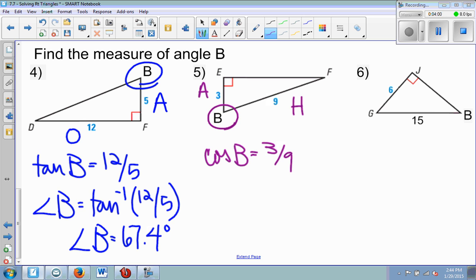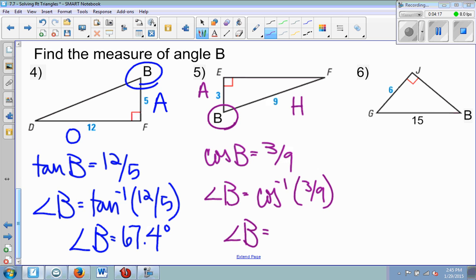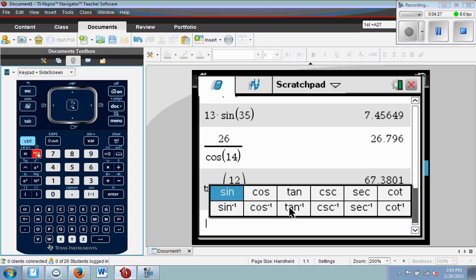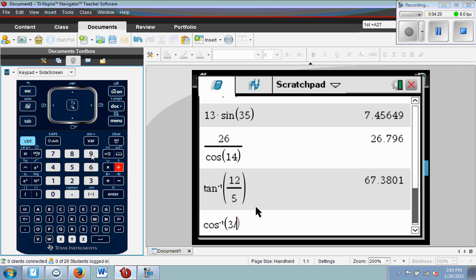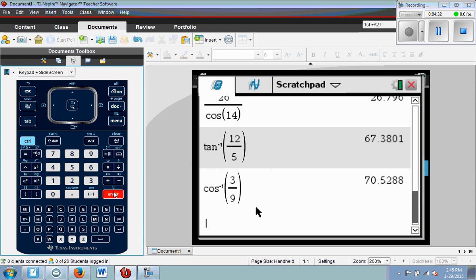And in the calculator, we're not going to type cosine, we're going to type in cosine inverse. So cosine with the little -1, and we're going to do that of the ratio 3/9. Anytime I want to find an angle measure, we're using our inverse trig ratios. So again, this is all a calculator problem. So I'm going to go to the calculator, and I'm going to type in cosine inverse of 3/9. Push enter, and it tells me that my angle measure is 70.5 degrees.